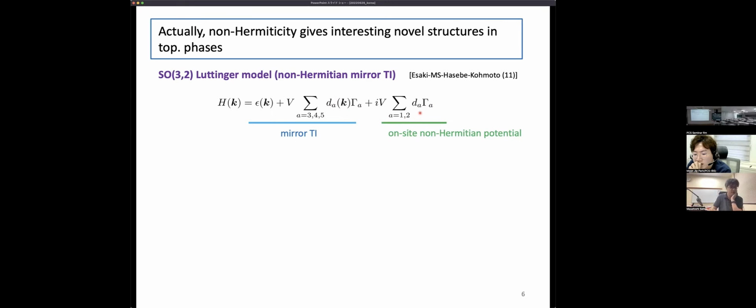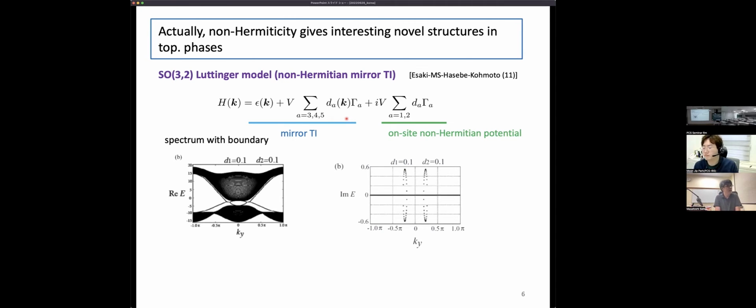And interestingly, even in the presence of the non-Hermitian potentials, we can show that the system can retain the reality of the bulk spectrum. And we can also define the bulk topological number, and we can obtain the edge state. And here I show the spectrum with a boundary. And we have a bulk state, which gives our real spectrum. And we also have an edge state.